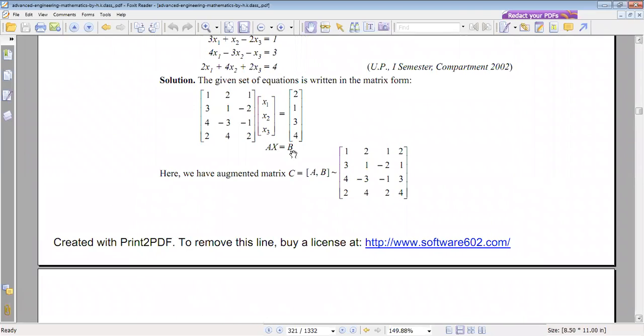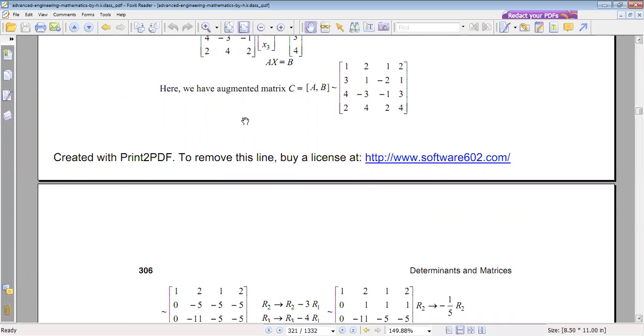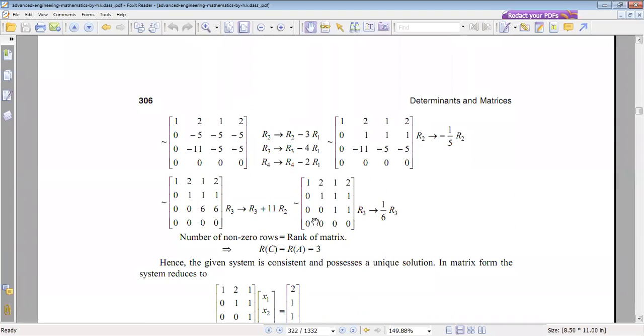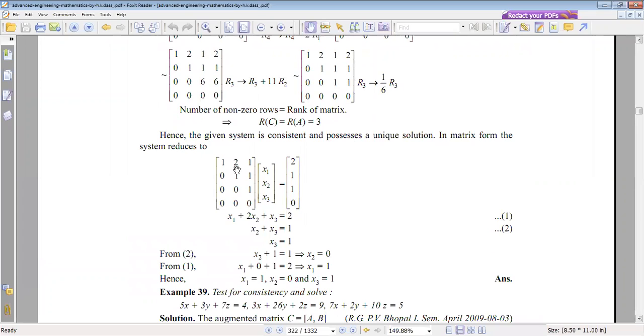Simply the system is in the form Ax equal to B, where A is the matrix of the coefficients of x1, x2 and x3, and B is the constraint. Now as a whole, we combine these two matrices, A and B, which is called the augmented matrix C, and we reduce that augmented matrix to that form. Clear? So in place of A, we can put this one, and in place of B, we can put this one. In place of A, we put 1 2 1, 0 1 1, 0 0 1, 0 0 0. This is the matrix with the variables, that means unknowns x1, x2, x3, and this is the matrix with the constraints 2 1 1 0.